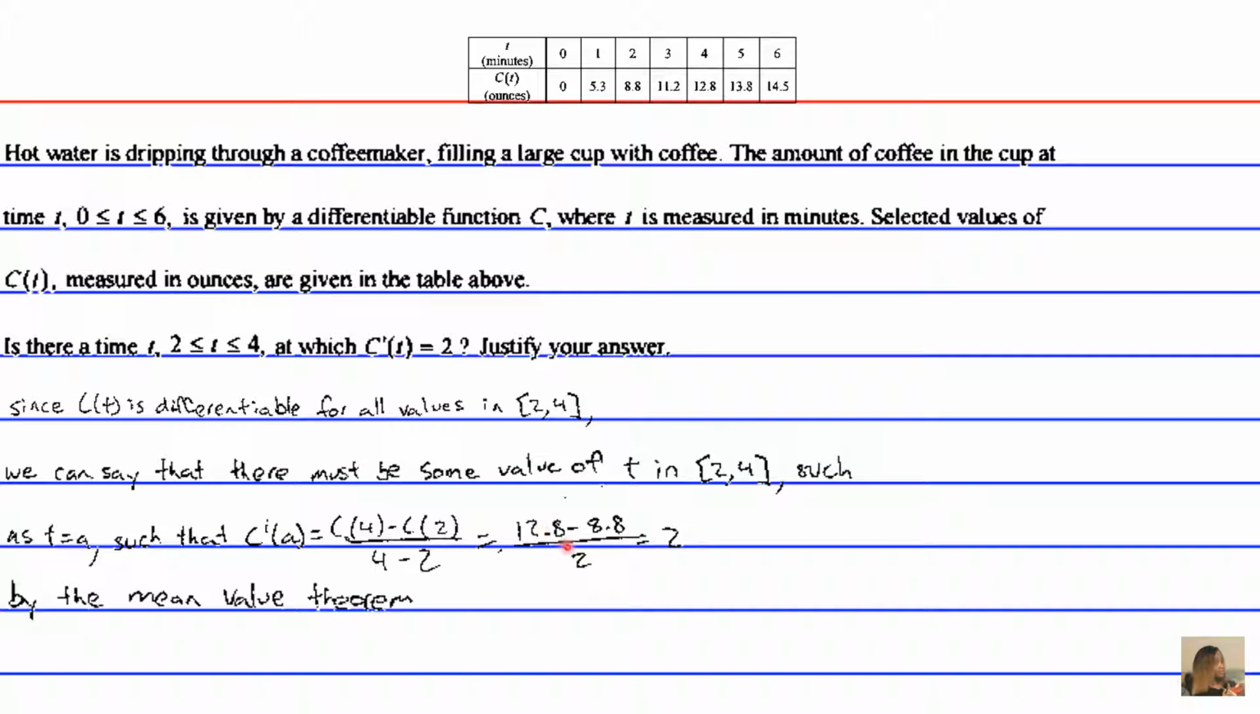So we have 12.8 ounces minus 8.8 ounces over the simplified version of 4 minus 2 minutes, which is just going to be 2 minutes. Therefore, that gives us a value of 2. And by the mean value theorem, the answer is yes. This might feel like a lot for some people, but don't worry, just trust me on this. This is basically restating the definition of the mean value theorem using this specific example. All right, okay.